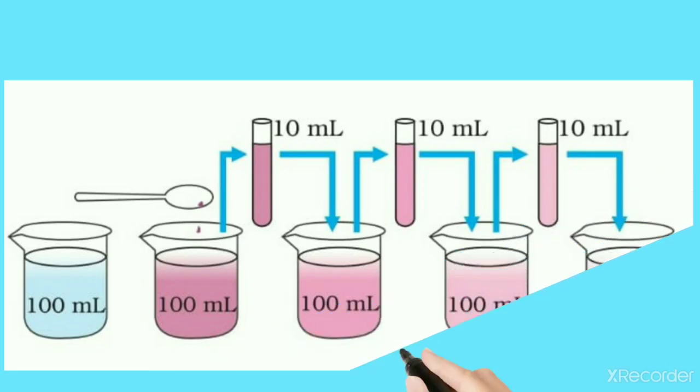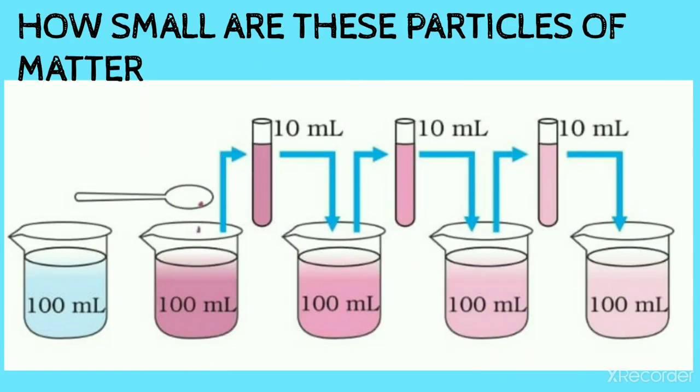Let us discuss how small are these particles of matter. Let's do an activity. Take a beaker, add 100 milliliter of water in it, and add 2 or 3 crystals of potassium permanganate. Dissolve it. Take 10 milliliter of solution from the previous beaker, and add it to a new beaker with 90 milliliter of clear water. Repeat this 5 times.